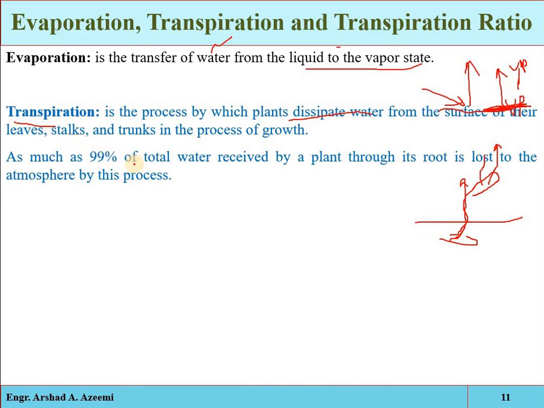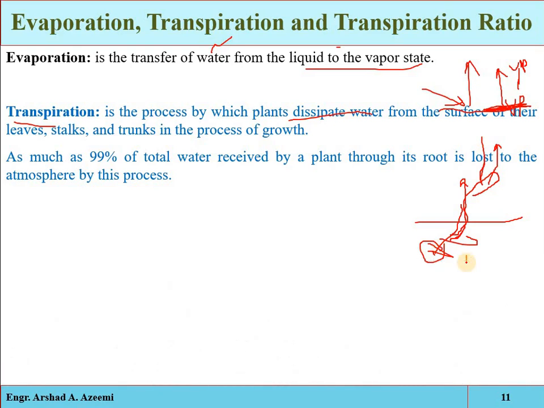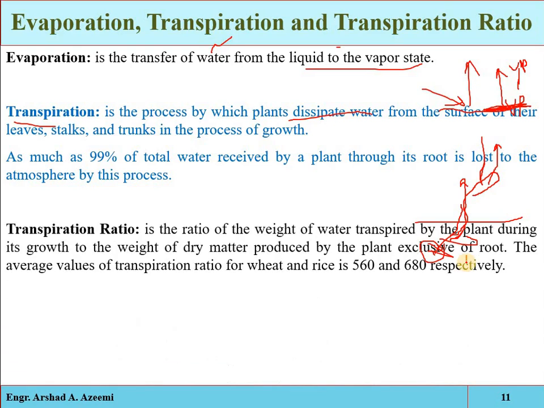As much as 99% of the total water received by a plant through its roots is lost to the atmosphere by this process. That means of the water which a plant extracts from the root zone, 99% is transpired, and the remaining 1% is utilized in other functions which are beneficial for the growth of the plants. Another term which is used in irrigation engineering is the transpiration ratio.